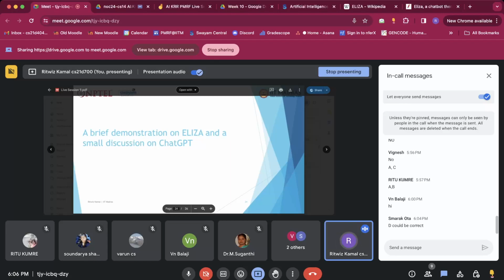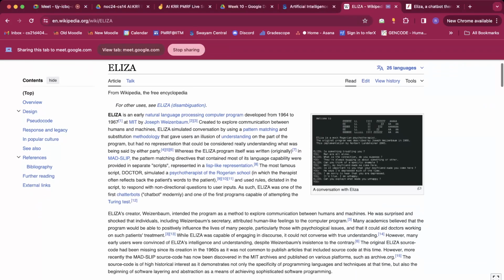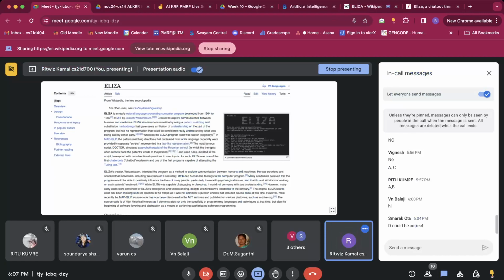ChatGPT is something that I think most of you might have heard of, if not used already. Can people tell me if they have heard about or used ChatGPT already? Okay, that's great. This is one of the recent big developments in the field of AI in the past couple of years. ELISA, on the other hand, is a very primitive program that I will demonstrate just now. If you check out the Wikipedia page of ELISA, first of all, how many of you have heard about ELISA before? No? Okay, no worries. Now you will know.